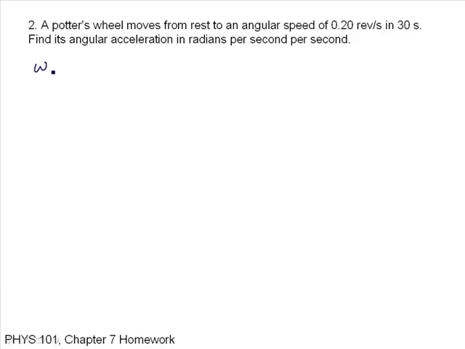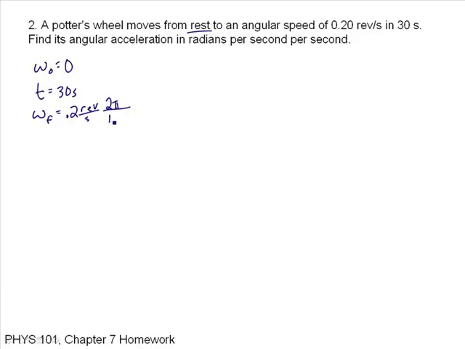I know that my initial speed says that it's at rest, so initially omega naught is 0. And it's moving in a time of 30 seconds, and it increases in speed to 0.2 revolutions per second. But I know I want my answer in radians per second, so I'm going to go ahead and convert this to radians. In general, you're going to convert your revolutions to radians. You can't really go wrong with that unless it specifically asks for revolutions.